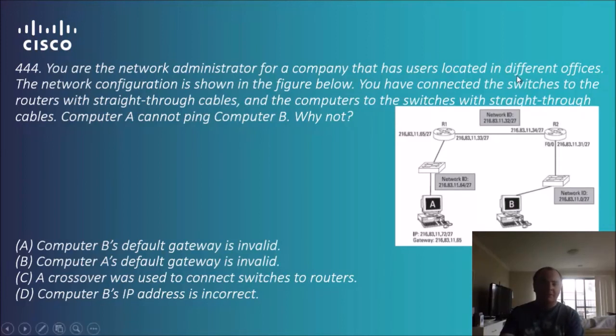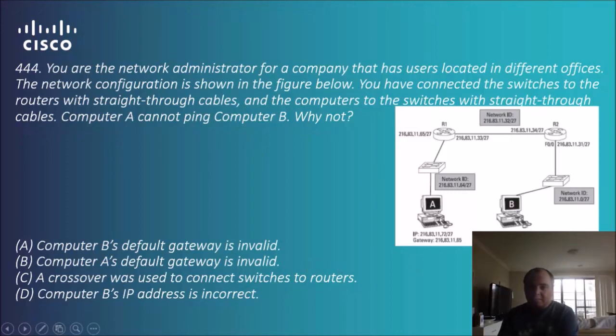So if we read the statement again, there's no mention of crossover cables. That's automatically incorrect. So that leaves us with A, B, and D, and then we just need to take a look at the diagram and take into account what our subnets are and gateways and all sorts of things. So we're still on the /27 subnet, so that means that every 32 hosts will go to the next lot. So we've got computer B's default gateway or computer A's default gateway is invalid.